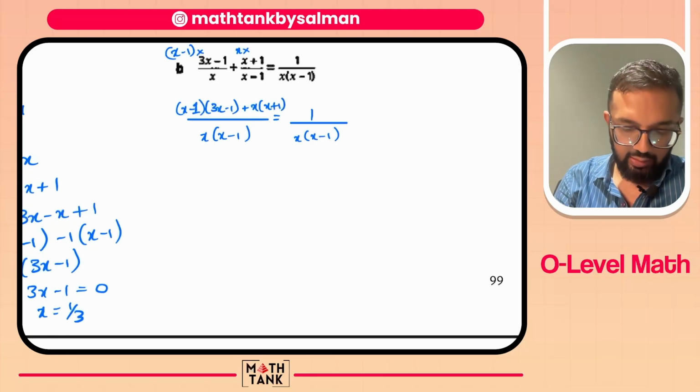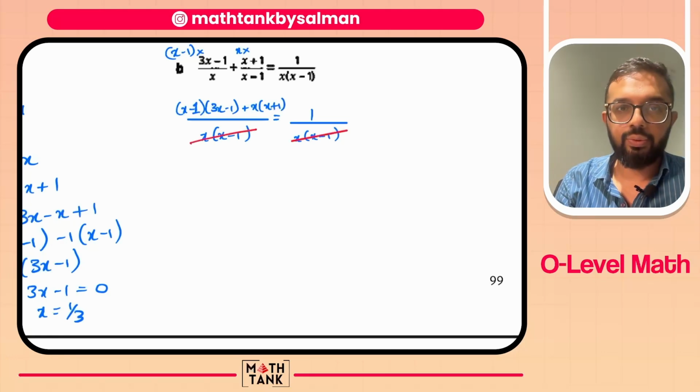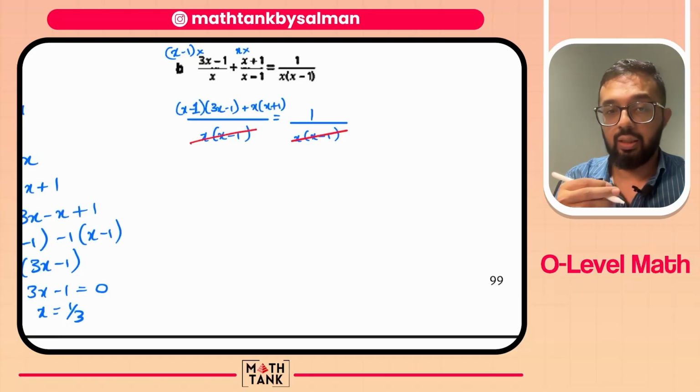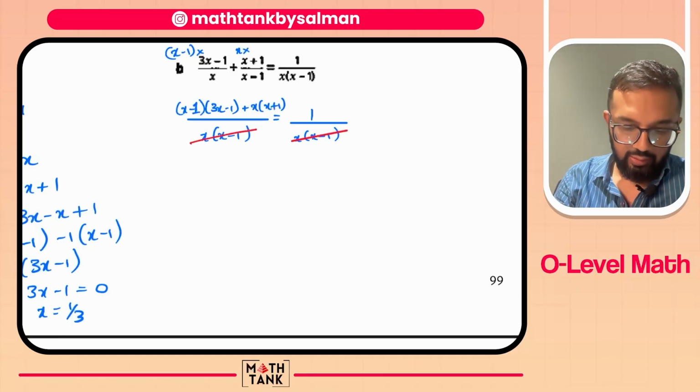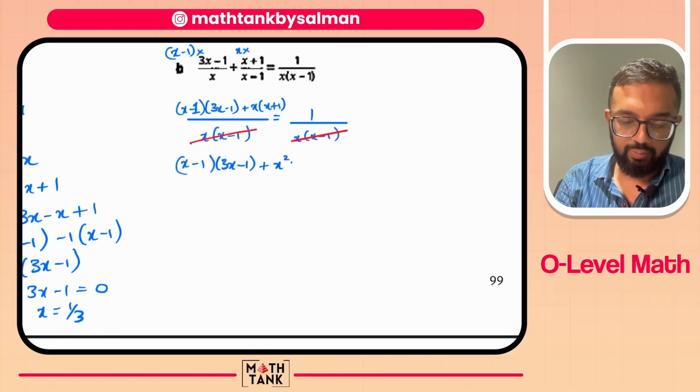If they're on opposite sides of the equals sign and they're the same denominator, they can get cancelled out. So x minus 1 into 3x minus 1 plus x squared plus x. So I multiply these: 3x squared minus x minus 3x plus 1 plus x equals 1.